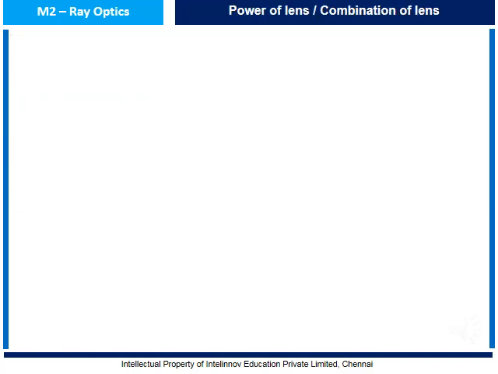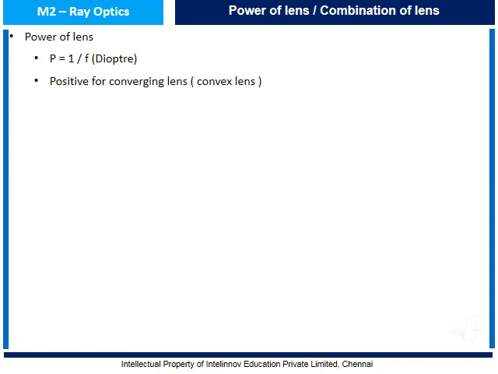Now, let us understand some of the important formulas. The first one is about power of lens. Power of lens P is given by 1 by F, the reciprocal of the focal length, and its unit is diopter. Power of lens is positive for converging lens, that is for convex lens, and negative for diverging lens, that is for concave lens.